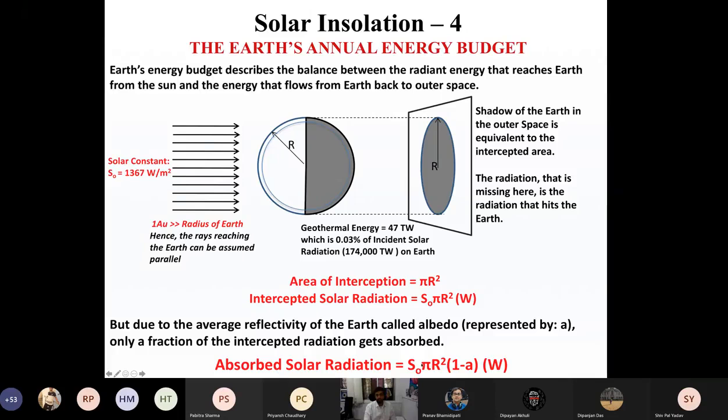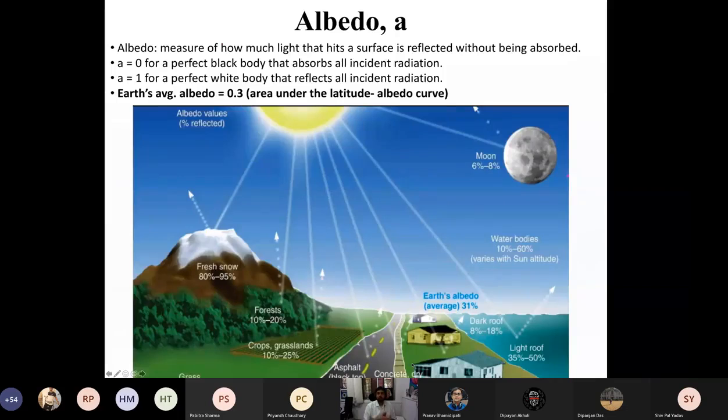When we look at absorbed solar radiation, it's actually S0 pi r square (1 minus A), where A is the albedo. Any white surface reflects light, any black surface absorbs light. We already know that during a hot, sunny summer day, a black car is way hotter than a white car. Okay, so the albedo effect is kind of quantified. Albedo equals 0 for a perfect black body that absorbs all radiation, and albedo equals 1 for a perfect white body that reflects all incident radiation. Okay, except for Vantablack, we don't know of anything that is a perfect black body kind of situation.